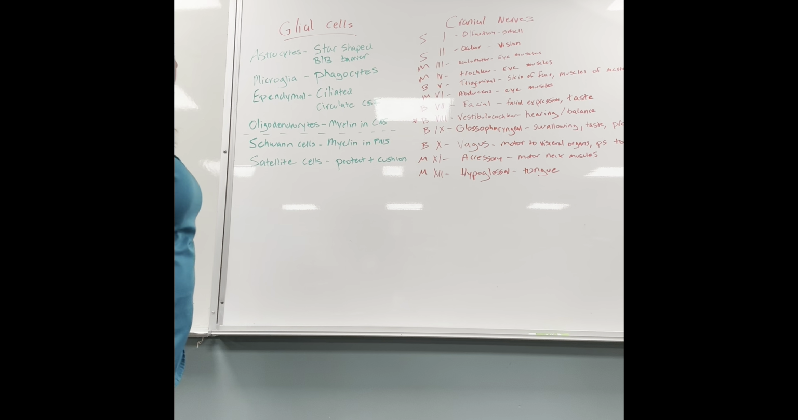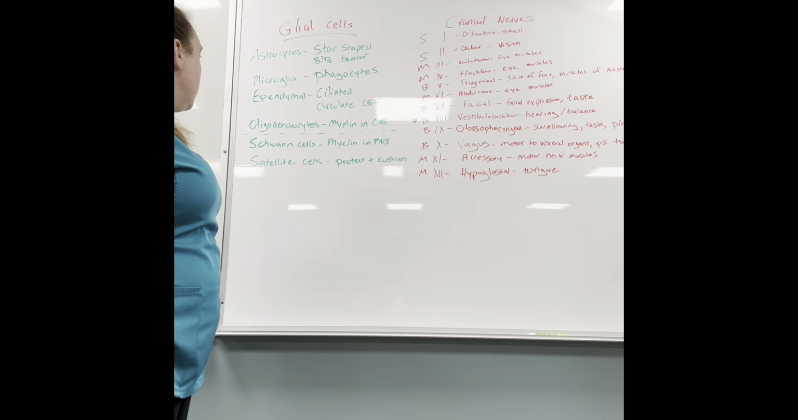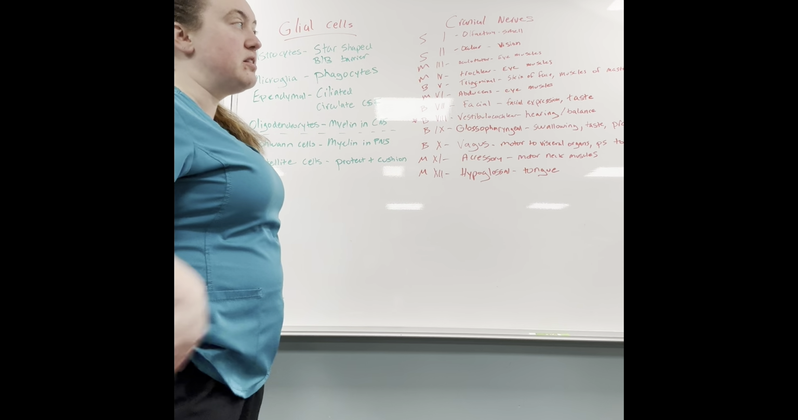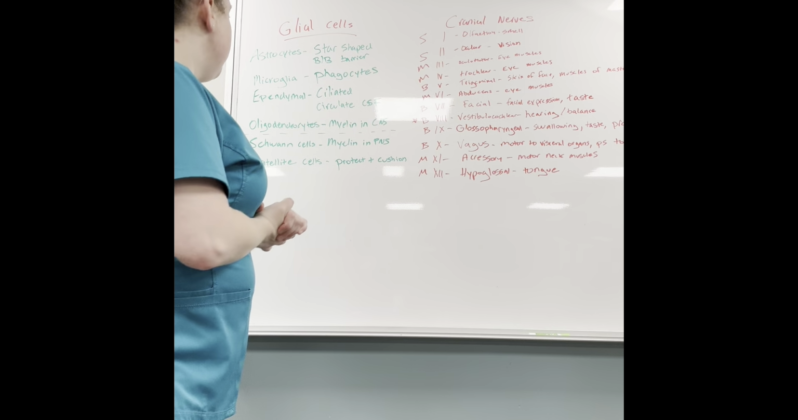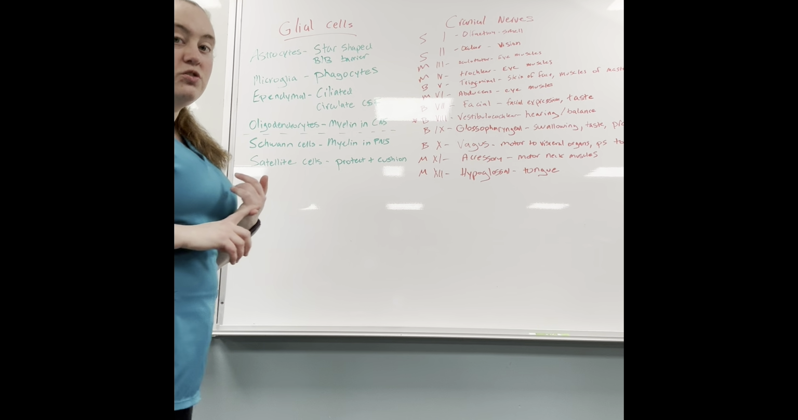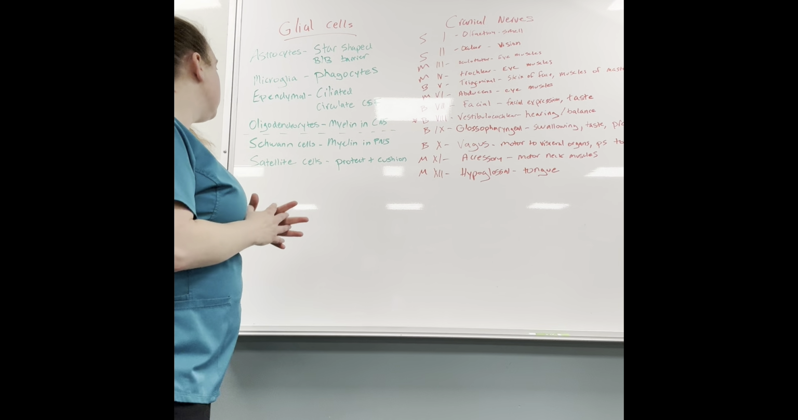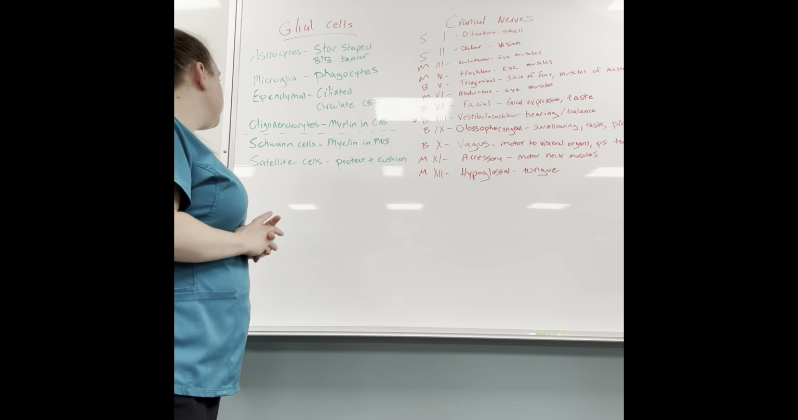Remember, they're going to eat up anything that shouldn't be there. Then we have the ependymal cells. They're going to line the ventricles and stuff, and they are ciliated so that they can move the cerebrospinal fluid around the brain and around the central nervous system.